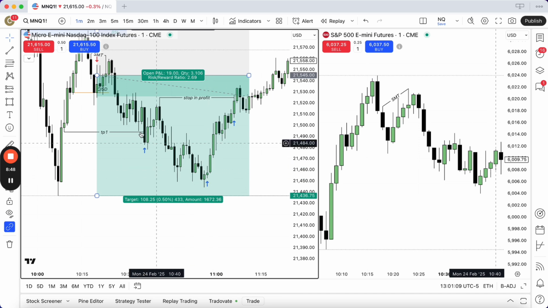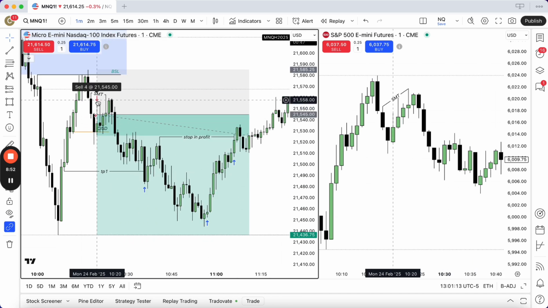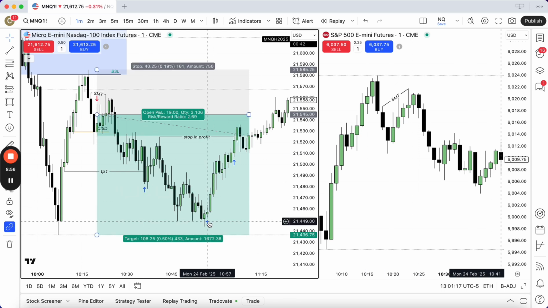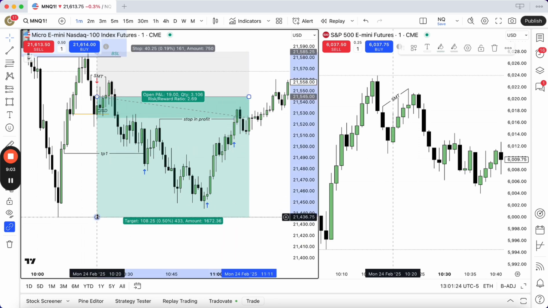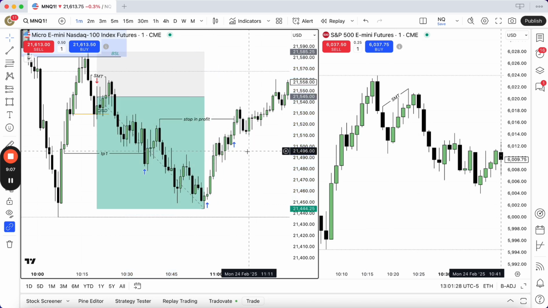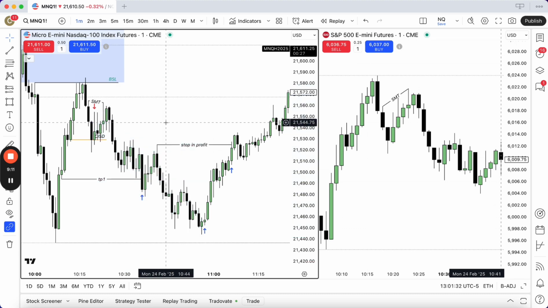Why did I take my profit here? Why did I sell one here? So I took 2 off here. I entered this trade with 4 micros, I took 2 off here, and I took 1 off here, and then I got stopped in profit here. Why did I take 1 off here? So this ended up being a 100-point trade, 2.5R. That was the trade.